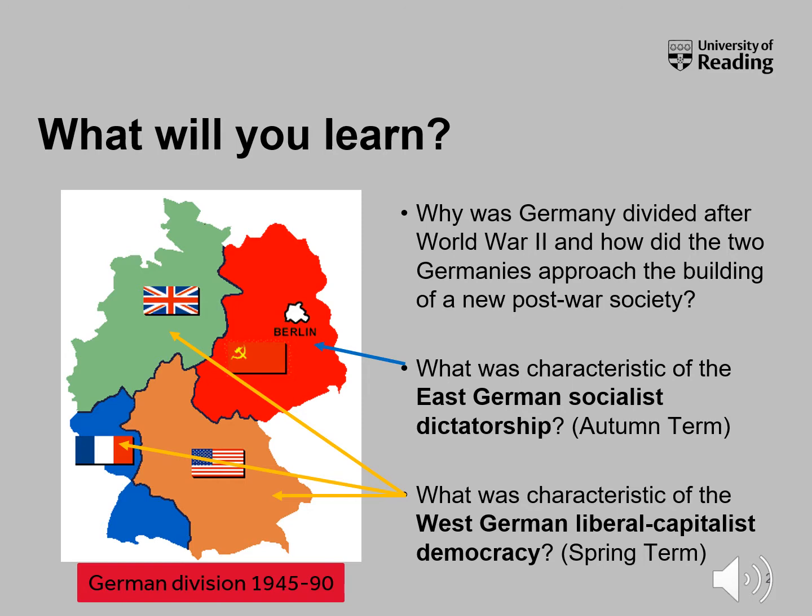In particular, we explore how and why Germany was divided after World War II, and two German states emerged, which both built new but also competing societies. In autumn term, we study the East German socialist dictatorship, which was implemented in the Soviet-occupied part of Germany. In spring term, we then look at the West German liberal capitalist democracy, which emerged from the parts occupied by Britain, France, and the US.